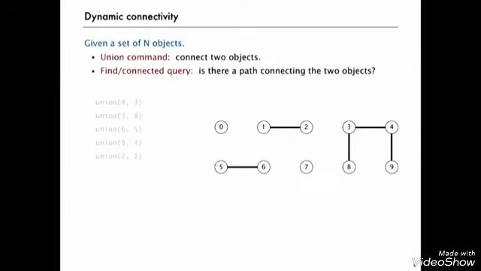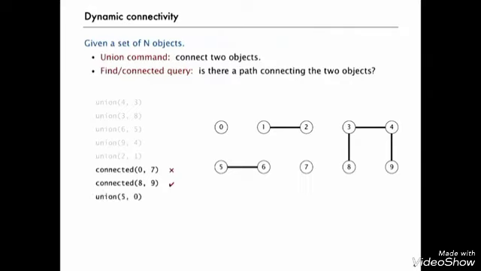So for example, in this set of 10 objects, we've performed already a bunch of union commands, connecting 4 and 3, and 3 and 8, and 6 and 5, 9 and 4, and 2 and 1. And now we might have a connected query that says, is 0 connected to 7? Well, in this case, there's no connection, so we say no. But if we ask, is 8 connected to 9, we're going to say yes. Even though we don't have a direct connection between 8 and 9, there's a path from 8 to 3 to 4 to 9. So that's our problem, to be able to efficiently support these two commands for a given set of objects.